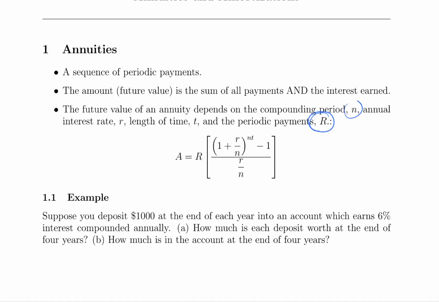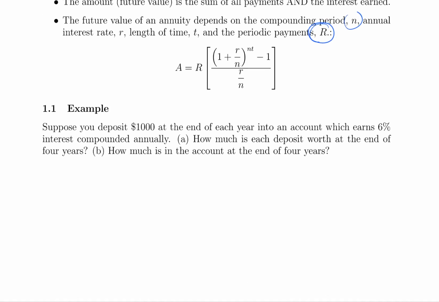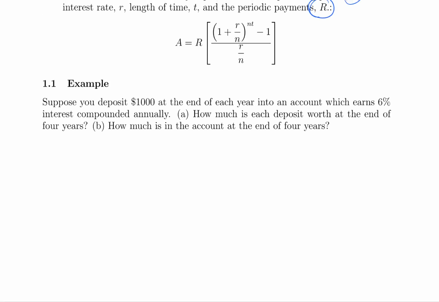Let's take a look at an example. We're going to do this example a couple ways. First, we're going to break it down payment by payment. So suppose that we deposit $1,000 at the end of each year into an account which earns 6% interest compounded annually. How much is each deposit worth at the end of 4 years? And then how much is in the account at the end of the 4 years?